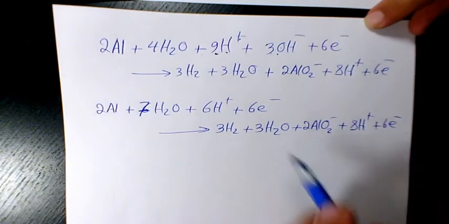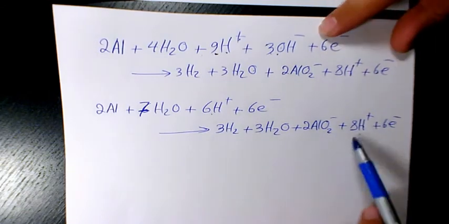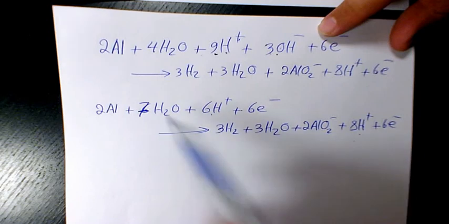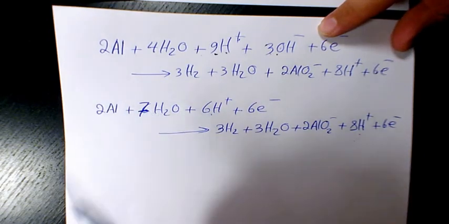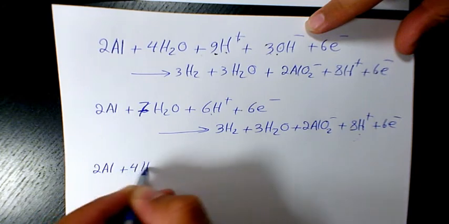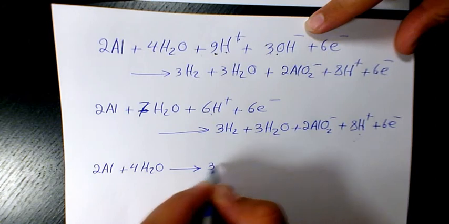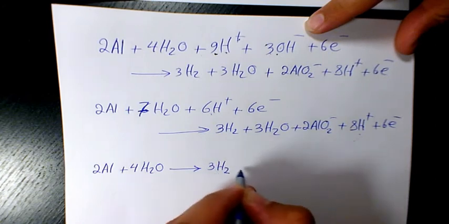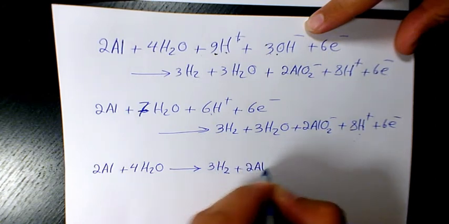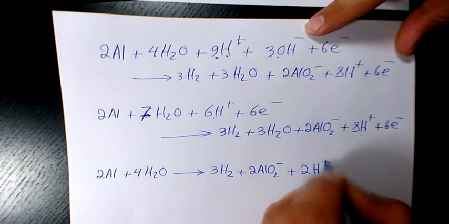Now 6 electrons cancel out from both sides. 6 and 8 they cancel out and we're gonna have 2 in here. 7 and 3 they cancel out and we're gonna end up having 4 in here. So it's gonna be 2Al plus 4H2O gives us 3H2 plus 2AlO2 minus plus 2 protons.